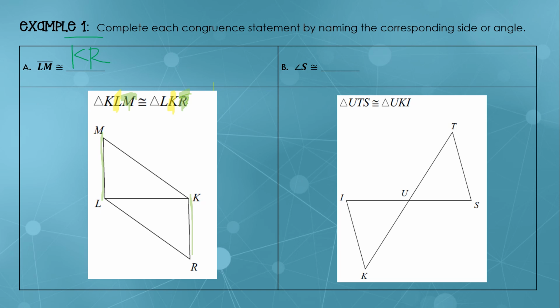All right, for B, we're looking for what angle is congruent to angle S. We know it has to be another angle, so I'm going to go ahead and write the angle symbol. Use the congruent statement. Angle S is in the third spot, so angle I is in the third spot as well. So angle S is going to be congruent to angle I. I'm going to rewrite that just because it doesn't look very neat.